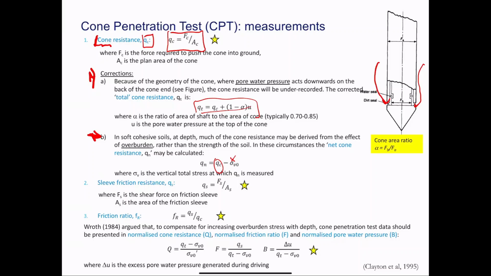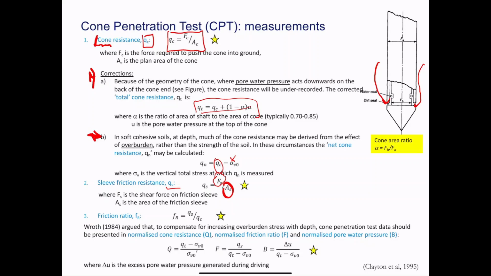The second parameter is the sleeve friction resistance. Again, this is quite straightforward. We have load cells on the sleeve, so we know the frictional force acting on the sleeve around the cone. We know the area of the sleeve, so we can deduce the sleeve frictional stress. Now, we often have an additional parameter called the friction ratio. What is that? Well, we take the sleeve stress and divide it by the cone resistance, so Q subscript S over QC. And you often see correlations with friction ratio.